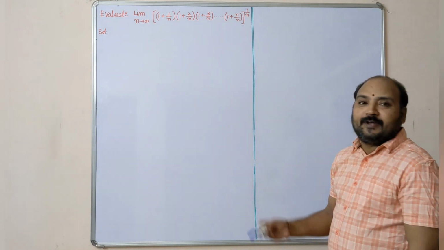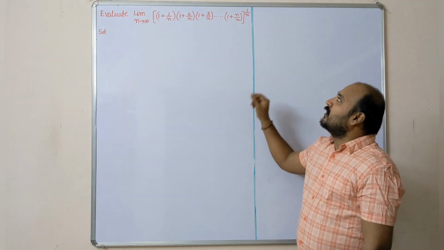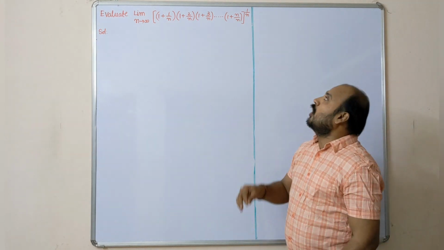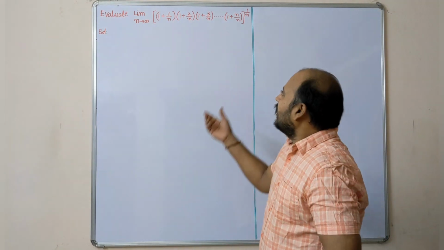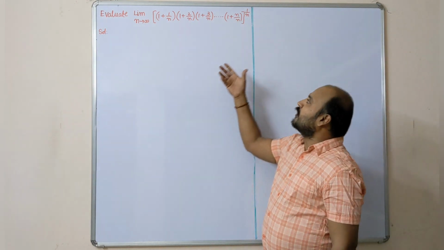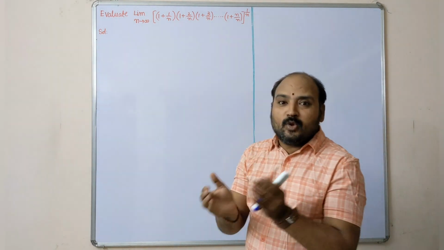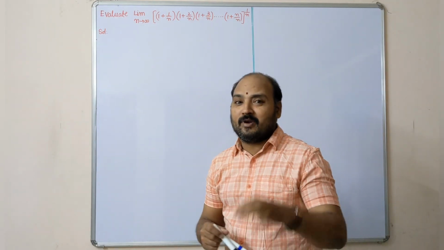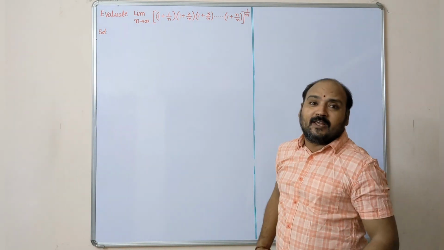Evaluate limit n tends to infinity (1 plus 1 by n)(1 plus 2 by n)(1 plus 3 by n), and so on, (1 plus n by n) whole power 1 by n. You remember, dear students, in the limit of some questions, limit n tends to infinity, some value whole power n is there. The given limit, you can assume some constant and take log on both sides. You remember, very important, taking log on both sides whenever the power will be there, like exponent.